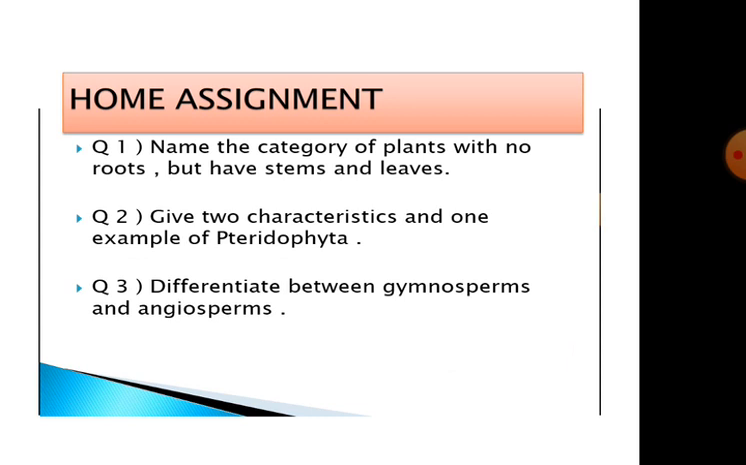Now, it's time for home assignment. Question number 1. Name the category of plants with no roots but which have stems and leaves. Question number 2. Give 2 characteristics and 1 example of pteridophyta. Question number 3. Differentiate between gymnosperms and angiosperms.